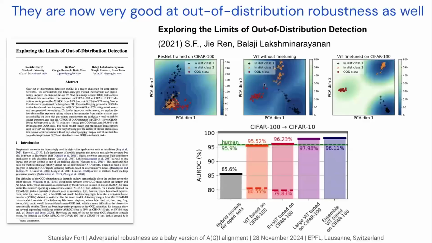A few years back, I got interested in the question of OOD robustness. And OOD stands for out-of-distribution robustness. And I had a very great time collaborating with Jie Ren and Balaji Lakshminarayanan right here, the two of my co-authors, and Jie was joint first author on this paper called Exploring the Limits of Out-of-Distribution Detection.